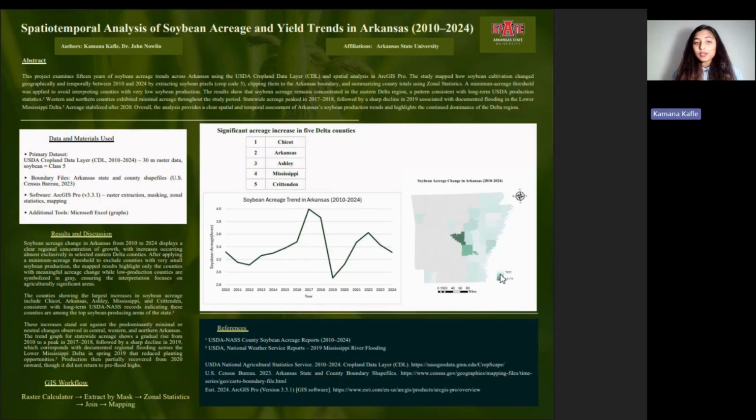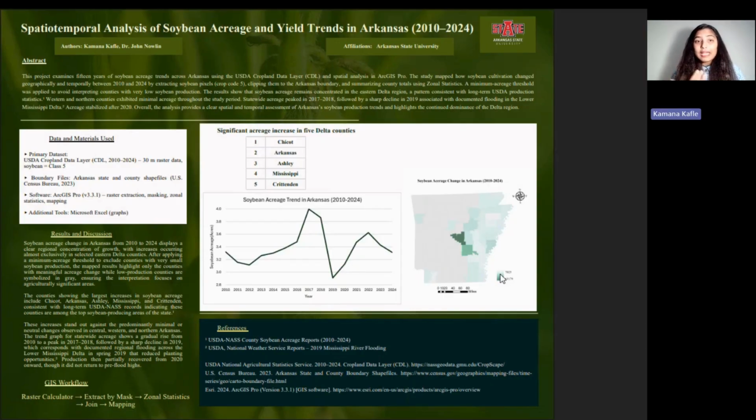Most central, western, and northern counties appear in gray, meaning their production levels are too low to show meaningful long-term change. The statewide trend graph shows soybean acreage increasing gradually from 2010 to 2017 and 2018, which was a statewide peak. This pattern highlights how weather-related disruptions have had a strong impact on agricultural production.